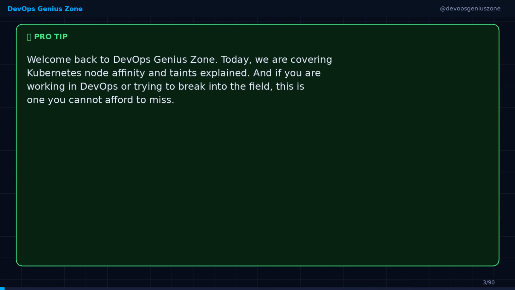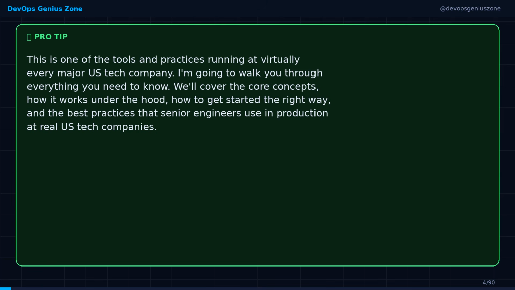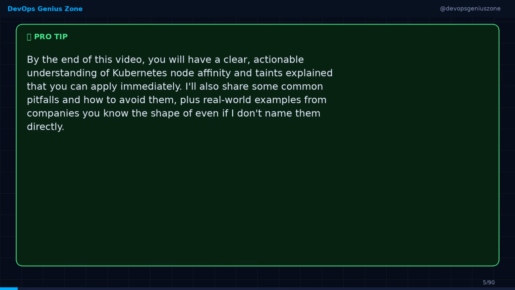We'll cover the core concepts, how it works under the hood, how to get started the right way, and the best practices that senior engineers use in production at real US tech companies. By the end of this video, you will have a clear, actionable understanding of Kubernetes Node Affinity and Taints Explained that you can apply immediately. I'll also share some common pitfalls and how to avoid them, plus real-world examples from companies you know the shape of even if I don't name them directly.